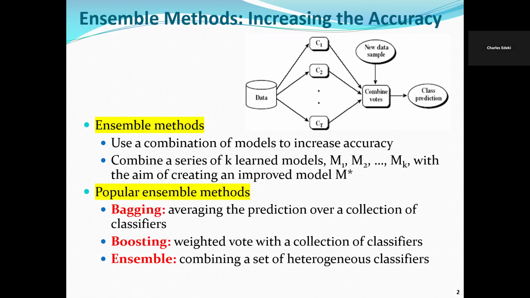It's not an algorithm. It's a machine learning technique that will combine multiple individual models. Often we use the term base learners, B-A-S-E, or sometimes we use the term weak learners. Again, we will see as time goes on, the aim is to achieve a better predictive performance than could be obtained from any single model.